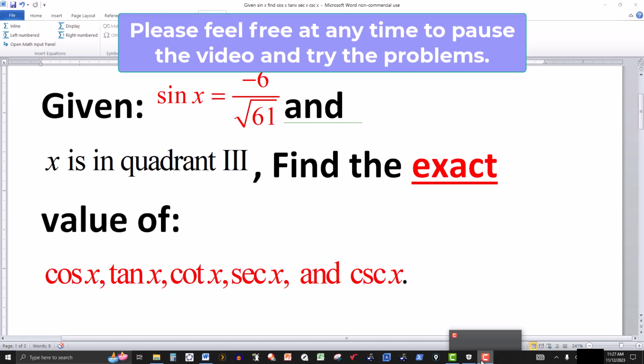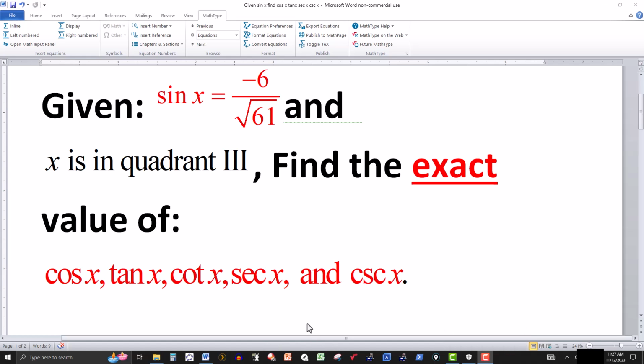In this video, we're given the value of sine of x to be minus 6 over the square root of 61, and we're also given that x is in quadrant 3, or terminates in quadrant 3, and we're going to find the exact value of the other 5 functions.